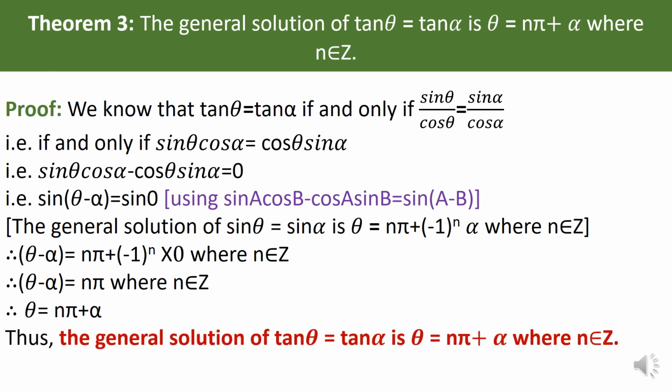Thus, we say that the general solution of tan theta is equal to tan alpha is theta is equal to n pi plus alpha, where n is any integer. These are the three main theorems. Of course, you are going to apply them in sums. But in the exam, sometimes they also ask you to prove these theorems. So be thorough with the statement and be thorough with the proof as well.